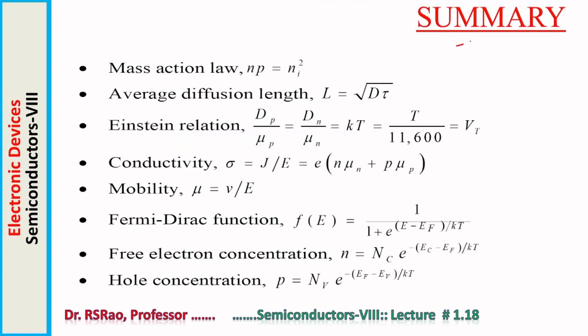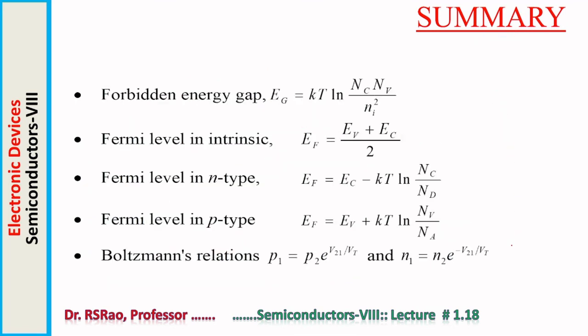Now here is a summary of important relations discussed in semiconductor physics. They are given here: mass action law, average diffusion length, Einstein relation, conductivity, mobility, Fermi-Dirac function, free electron concentration, hole concentration. These are all important relations we come across several times. Forbidden energy gap, Fermi level in intrinsic semiconductor, Fermi level in n-type semiconductor, Fermi level in p-type semiconductor, Boltzmann's relation.